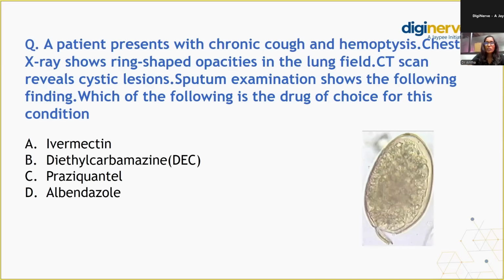A patient presents with chronic cough and hemoptysis. Chest X-ray shows ring-shaped opacity in the lung field. CT scan reveals a cystic lesion. Sputum examination shows the following finding. Which of the following is the drug of choice for this condition? Here the patient is presenting with some pulmonary manifestation, and he is having blood in sputum. Hemoptysis is also present. This is the first hint given. The second hint is that sputum examination shows the following picture.